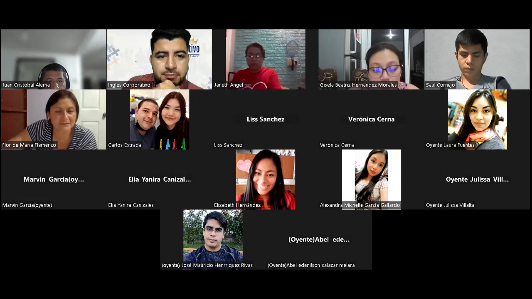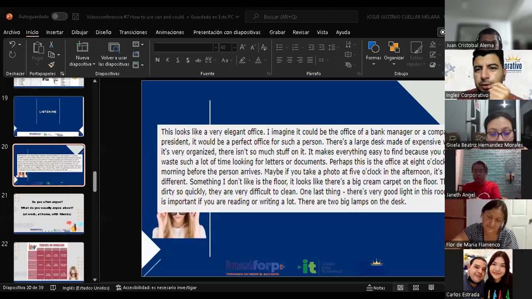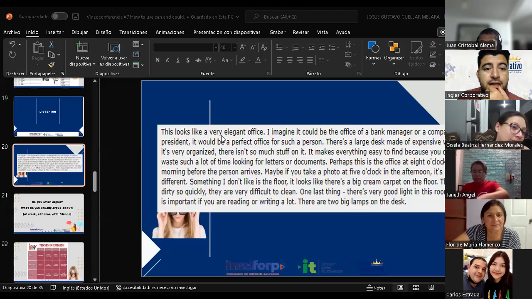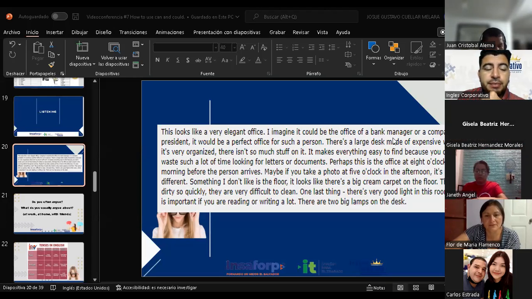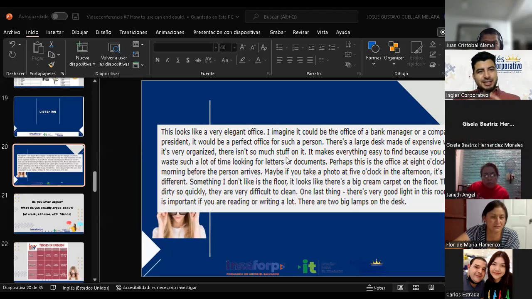Si se dan cuenta que estoy poniendo audios un poquito más extensos. So in this case, it is like, this looks like a very elegant office. As you imagine, it could be the office of a bank and so on. The description, okay, very organized. There isn't so much stuff. Se dan cuenta, comparación de la conversación del previous audio, que se trataba de una oficina toda desordenada, que había hasta un lagarto en la pared, and so on.